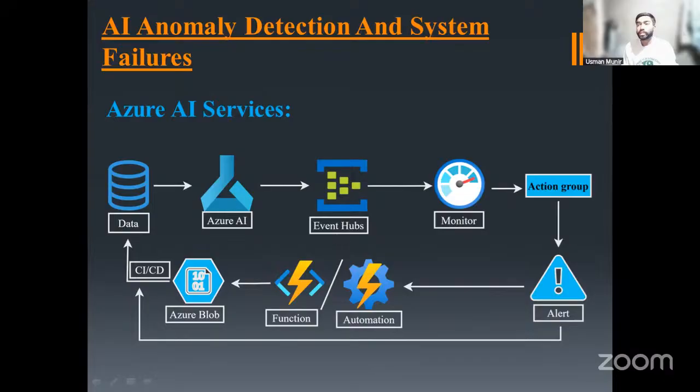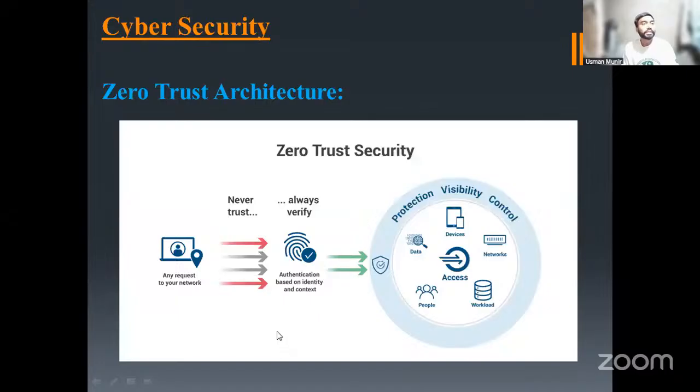Azure Automation can run predefined runbooks based on model output, handling tasks like scaling and system recovery. We will use a CI/CD pipeline with Azure DevOps to automate model retraining, validating, and redeployment. So the next is cybersecurity. We will use a zero trust architecture.